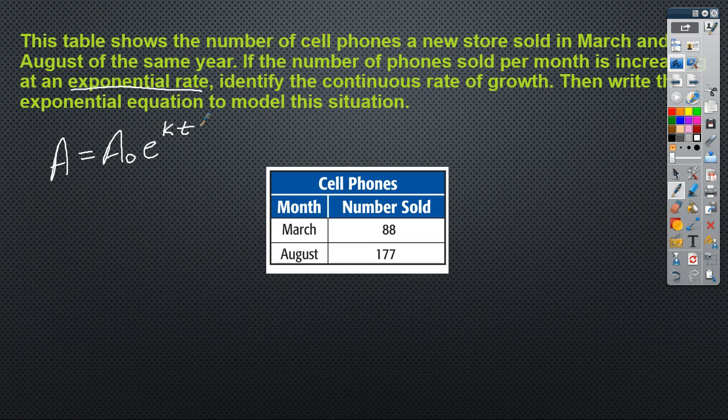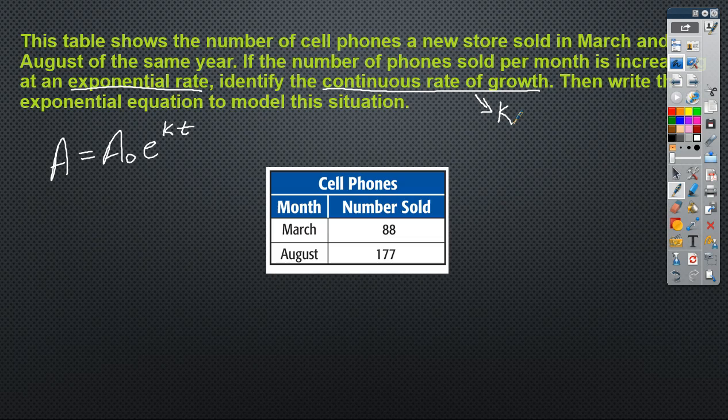Next, we need to identify, it says identify the continuous rate of growth. The continuous rate of growth is k. Then write the exponential equation to model this situation. All right. So here's how we do this.